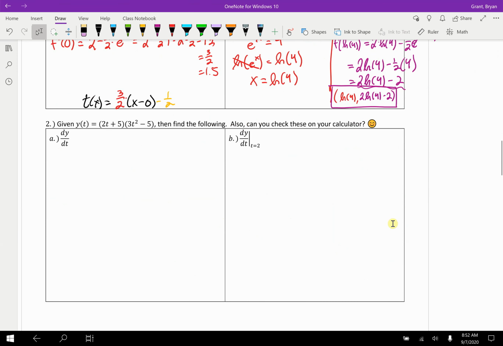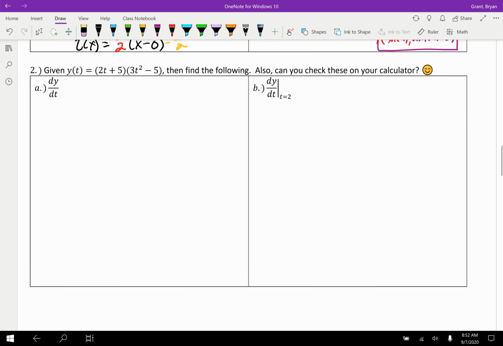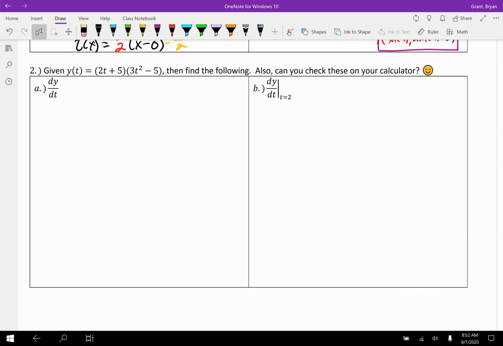Second one, given y of t equals this bizarre equation, find the following. Also, can you check these on your calculator? Well, we're going to go through this on our calculator in a bit, but again, pause the video, go ahead and try to find these. Hopefully you've unpaused. We have this Leibniz notation thrown at you. dy dt really just means the derivative of y with respect to t. So it's just a fancy way to say the derivative, right?